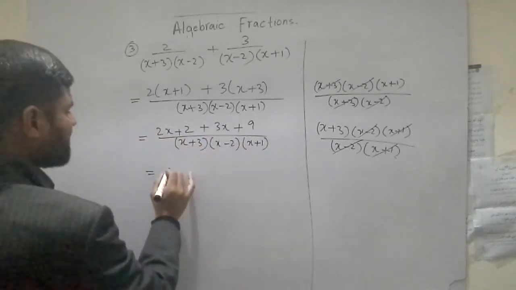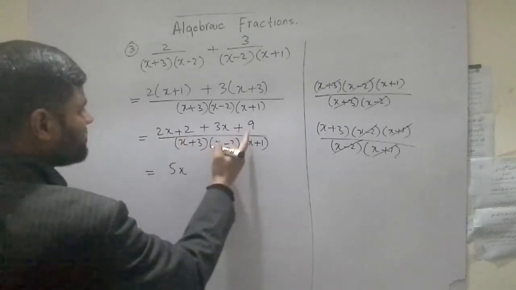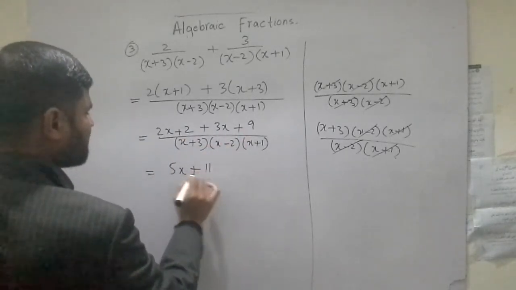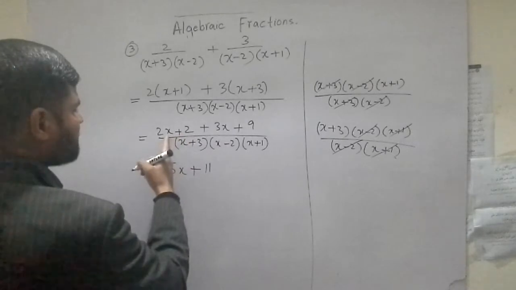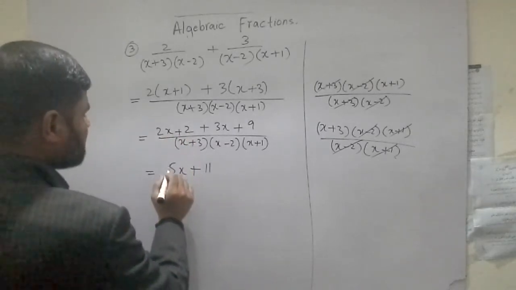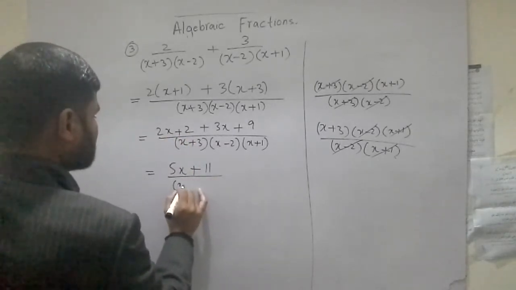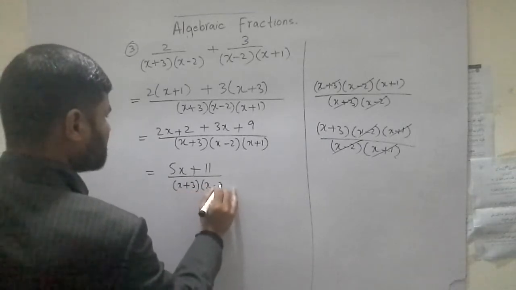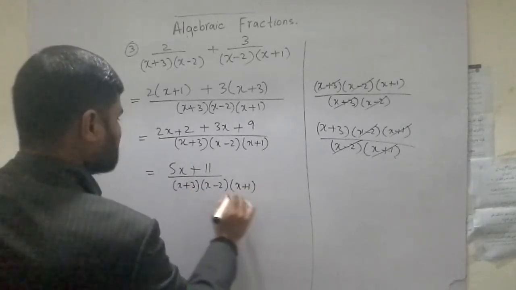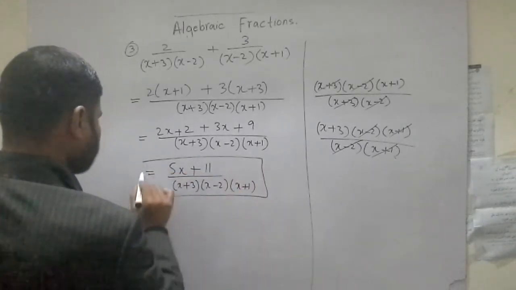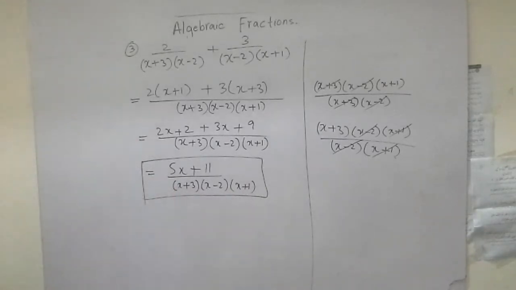Now 2x and 3x make 5x, and 2 plus 9 makes 11. We can't add 2x with this 2 since they are unlike terms. So we just add the like terms, over x plus 3 into x minus 2 into x plus 1. And this is our final answer, which is in simplified form. Now we will move on to question number 4.